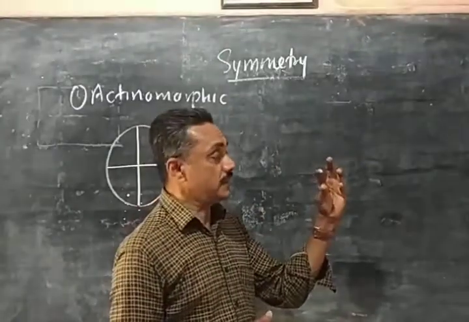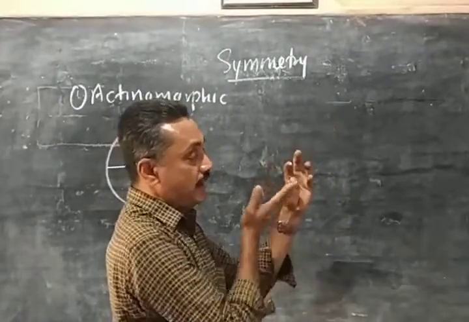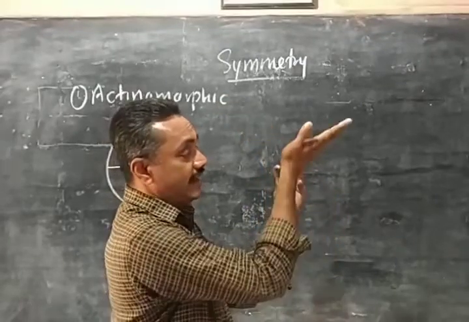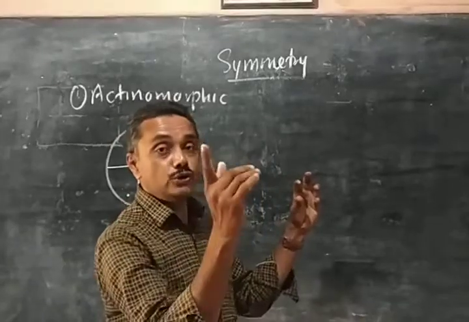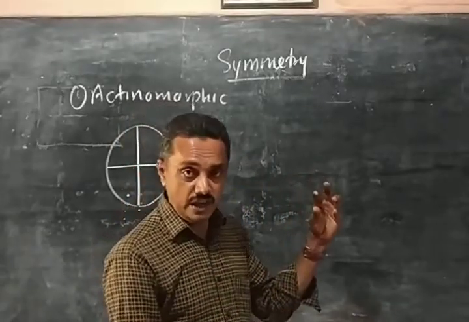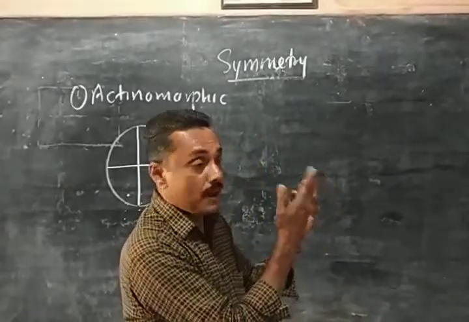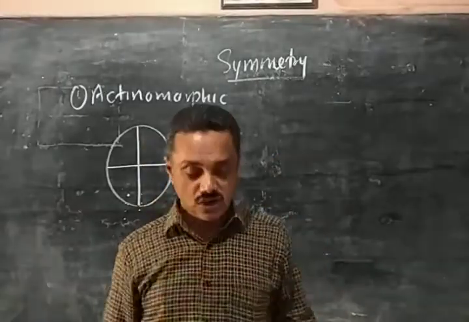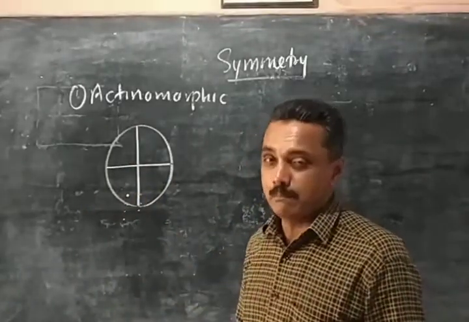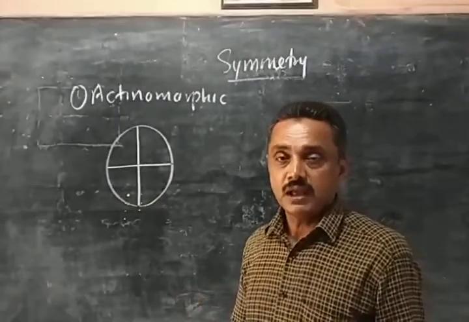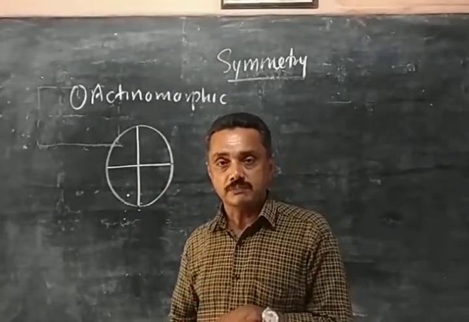If you keep the flower like that, we can cut the flower in this plane, in this manner, in this manner, in any plane, and we will get equal halves. Cutting should pass through the center. If we get equal halves in any plane passing through the center, such flowers are called actinomorphic. We represent them by this symbol. Example: hibiscus flower, a round, circular flower.